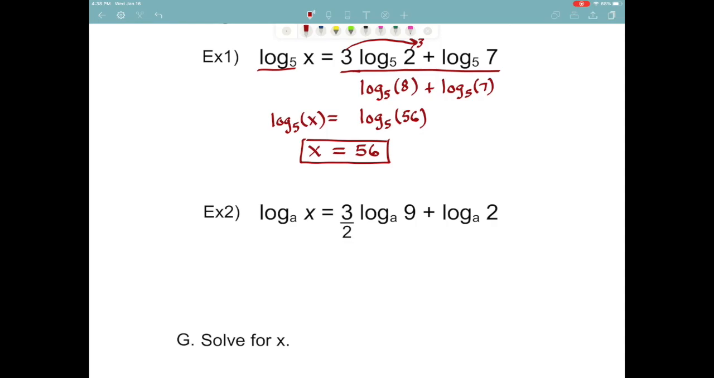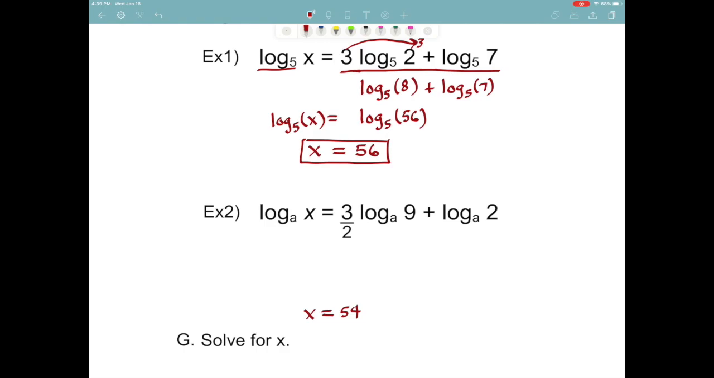Now let's look at example 2. This might be an opportunity for you to pause it, work through it, and see if you get the correct answer. The answer I'm going to give you is x should equal 54. Okay, that's the final answer on that one.